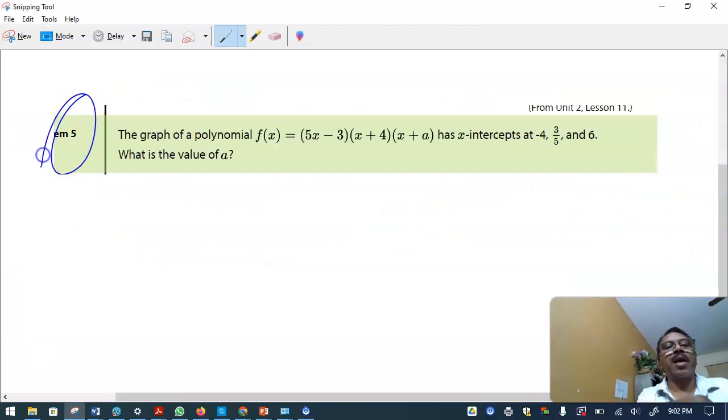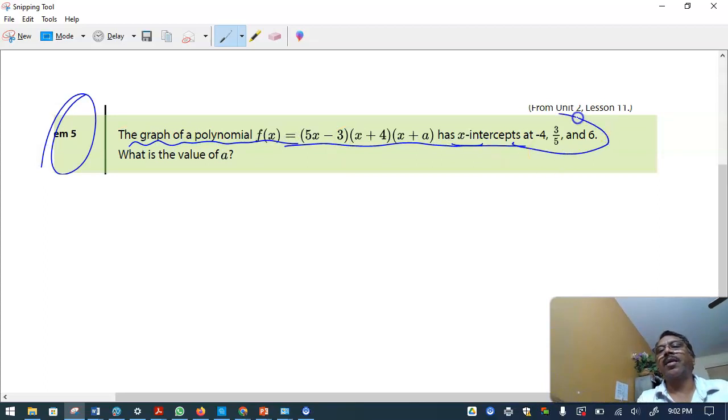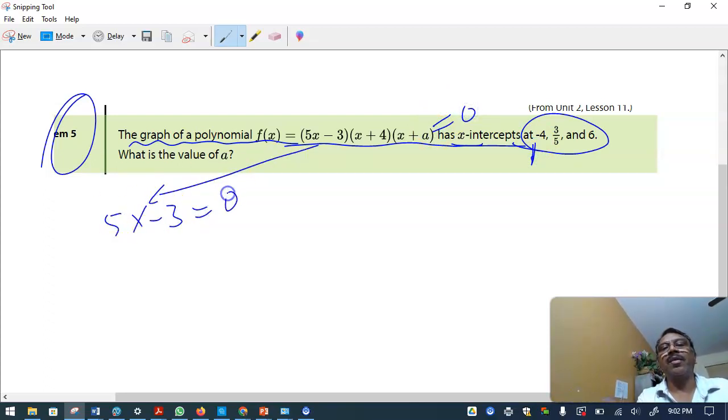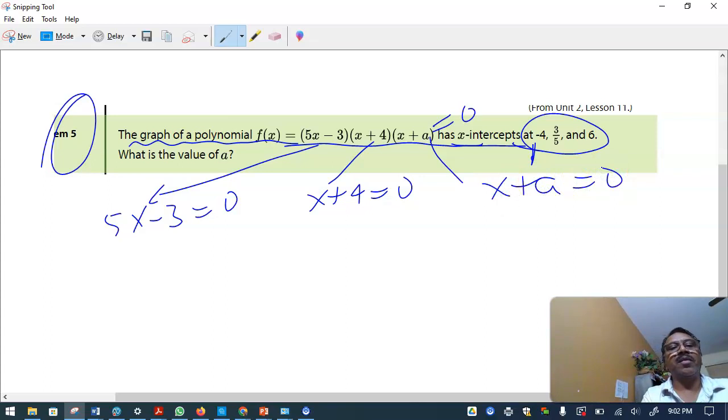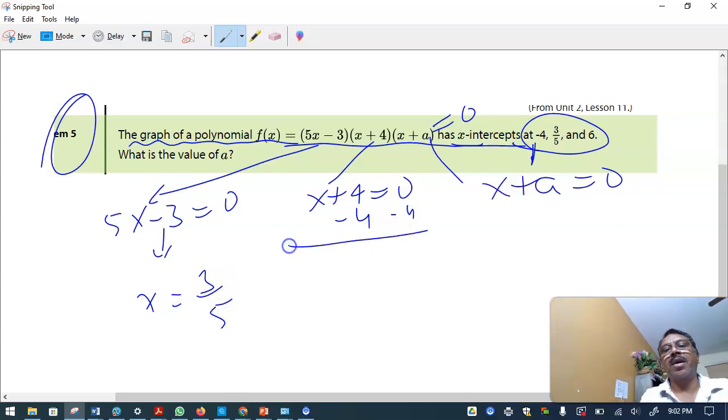So question number 5 is the graph of the polynomial given like this, and it has already marked intercepts. Now how do we get this intercept? We have to put this equal to 0. That means either 5x minus 3 has to be 0, or x plus 4 has to be 0, or x plus a has to be 0, right? So if you work this out, you get x equals 3 by 5. If you subtract 4 here, you get x equals minus 4.